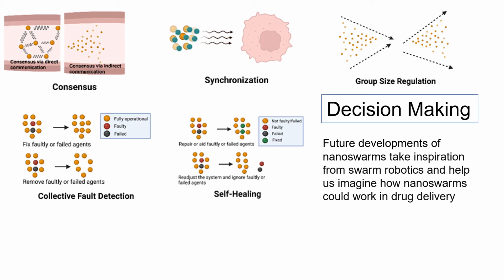So, following on from fault detection, self-healing allows the recovery from faults caused by deficiencies of individuals within the nanoswarm. So the nanoswarm could not only detect faults, but could either repair and aid faulty agents or readjust and ignore faulty agents. The goal would be to minimize the impacts of faults and maximize reliability, robustness, and performance.